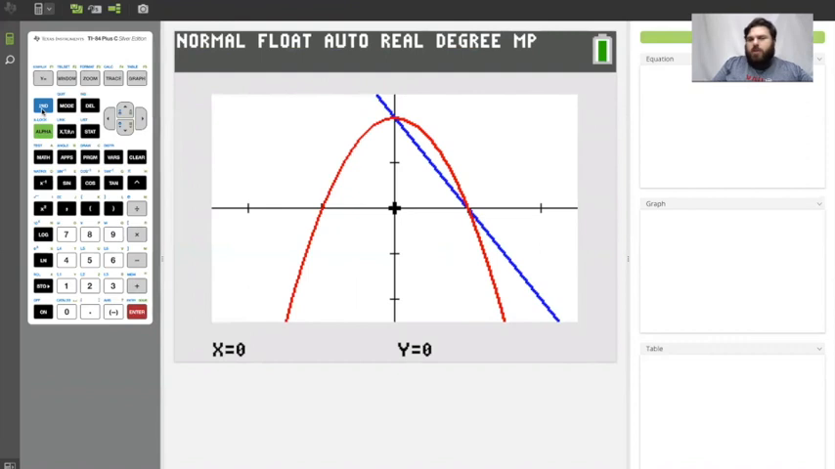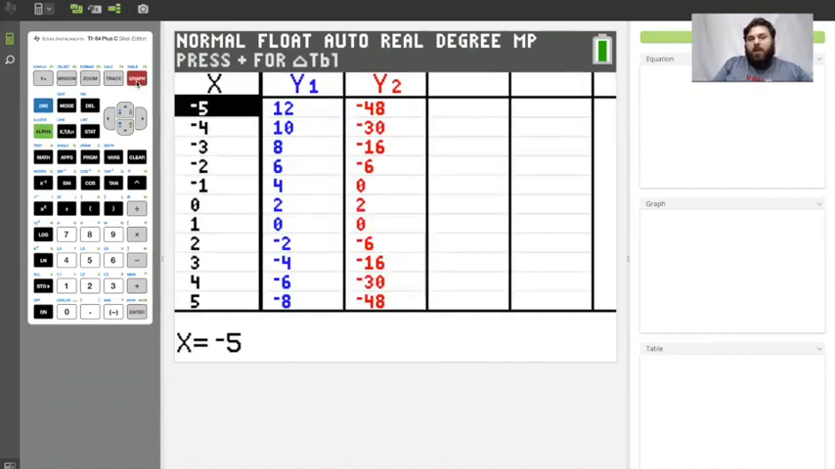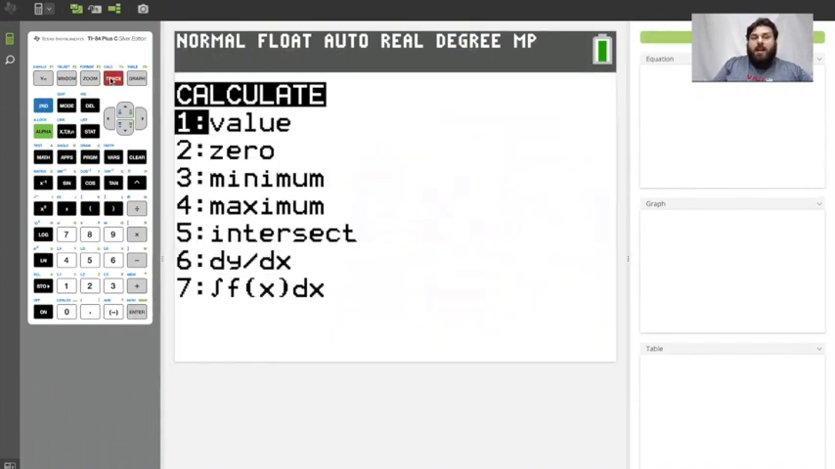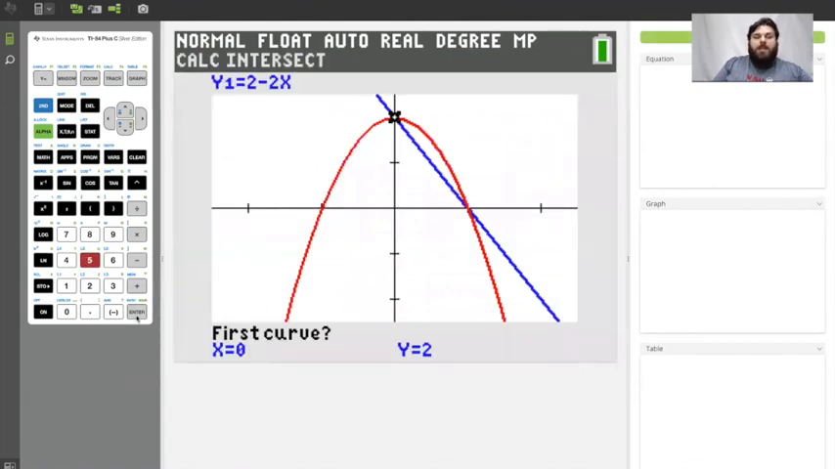If you weren't really sure or couldn't tell, you could verify that by looking at the table. When x is 0, both of the y values are 2. That means they're intersecting. And when x is 1, both the y values are 0. Now let's say you didn't feel comfortable looking at the table. You could go back to the graph and do second trace, which is calculate, second trace. Number 5, the intersection. So you hit number 5, and then basically you hit enter 3 times. There's your intersection, 0, 2.